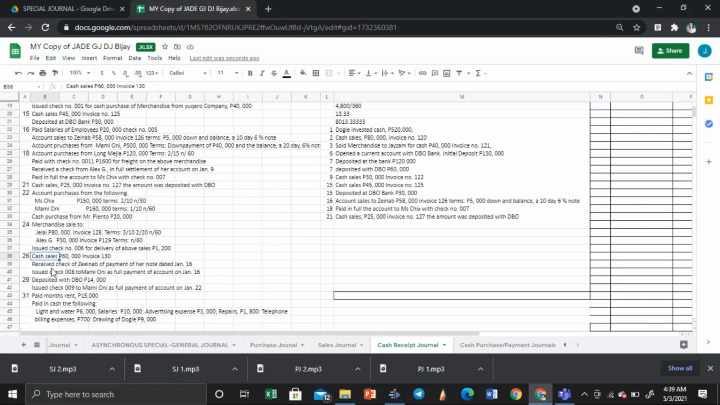How about cash sales? 60,000. Invoice number 130. Cash sales po yan. Automatic will be recorded. Okay, and then the date is 26.